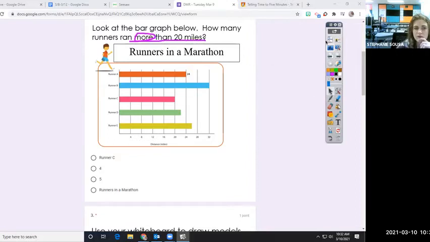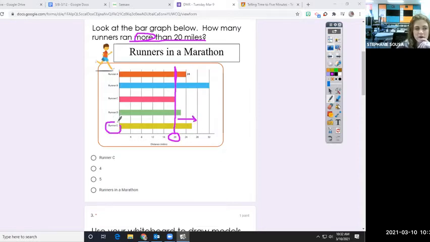Okay, so we're looking for all of the graphs that are greater than 20 miles, okay? So we see that 20 is right here on our scale at the bottom. I'm going to trace the 20 line. And all of the graphs that are more than are going to be on this side of the graphing line. They're going to be bigger, okay?